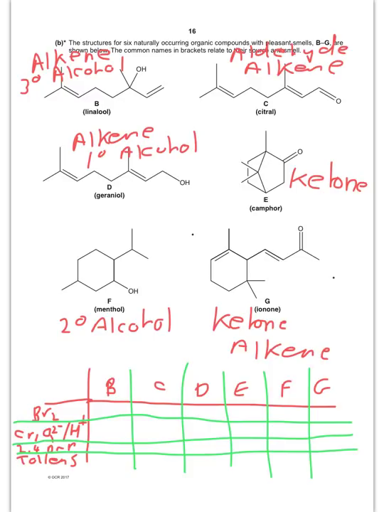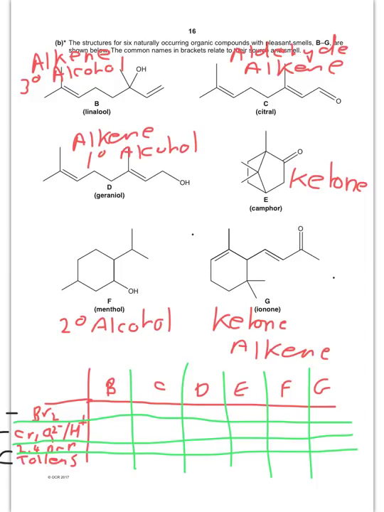So alkene, we use bromine water. For primary alcohol or secondary alcohol, we can use potassium dichromate in acidified solution, which would go orange to green. 2,4-DNP is used to test for an aldehyde and a ketone. And finally, Tollens reagent is for an aldehyde. So before you do anything, the key thing is to write down the tests for each of these functional groups and then go through B, C, D, F and G and work out which will react with which.